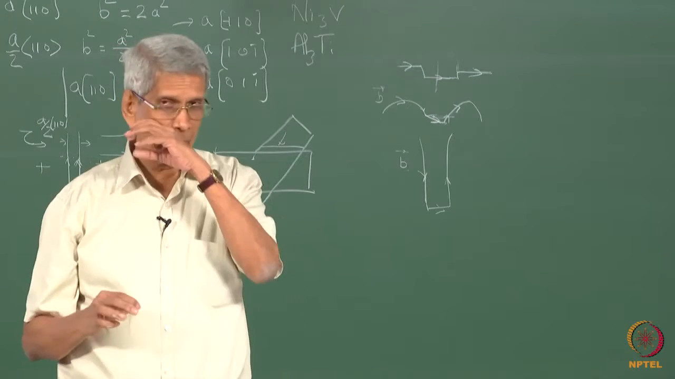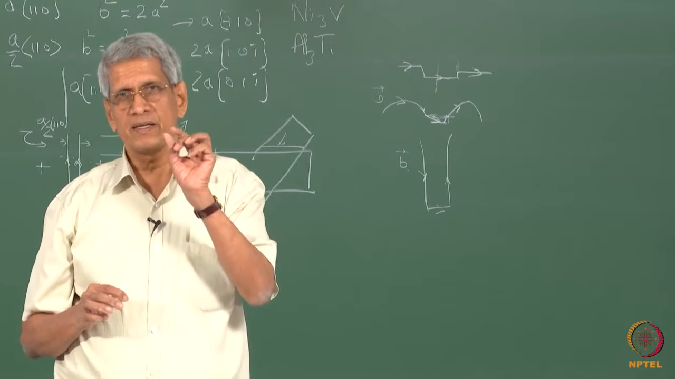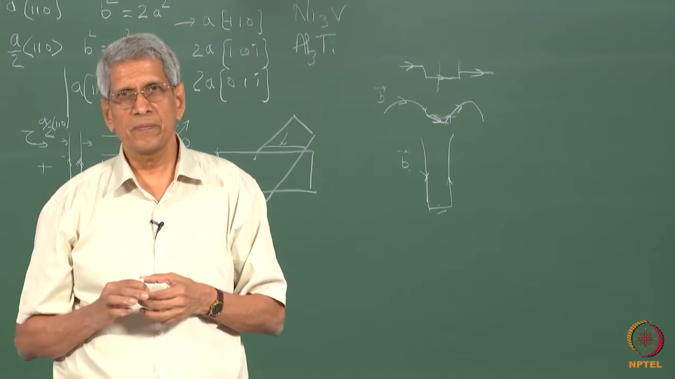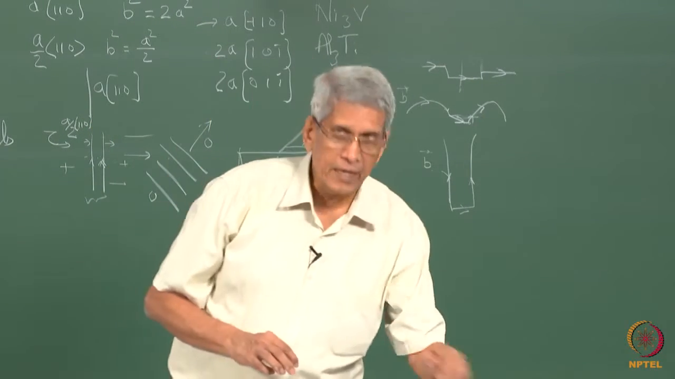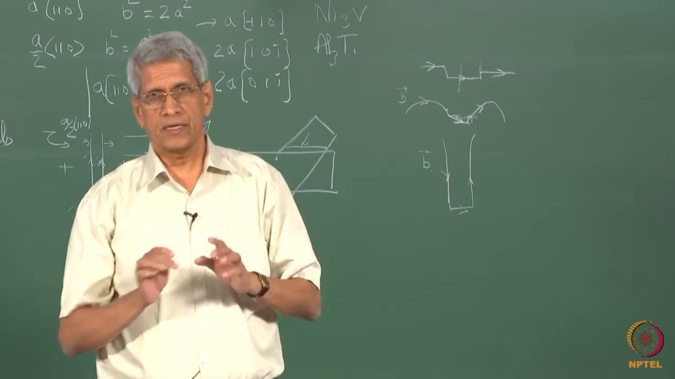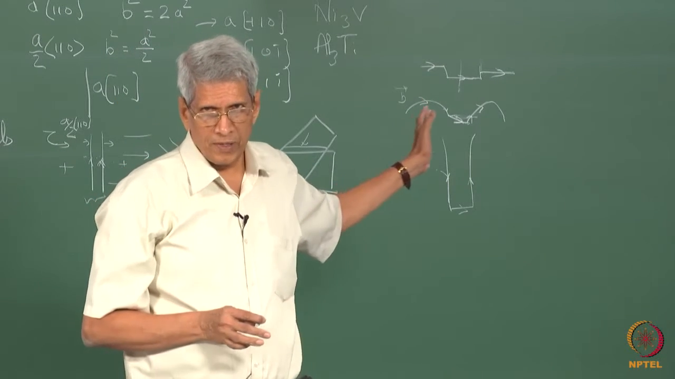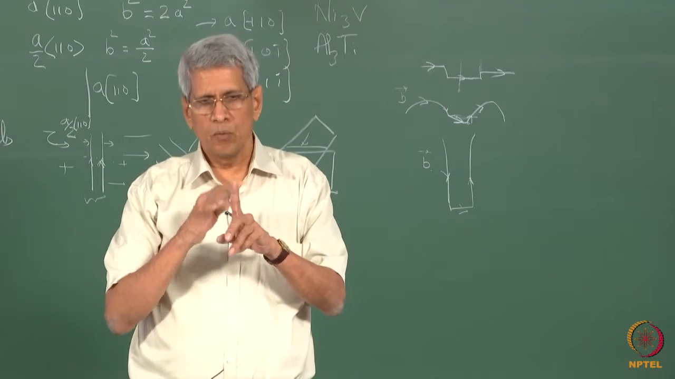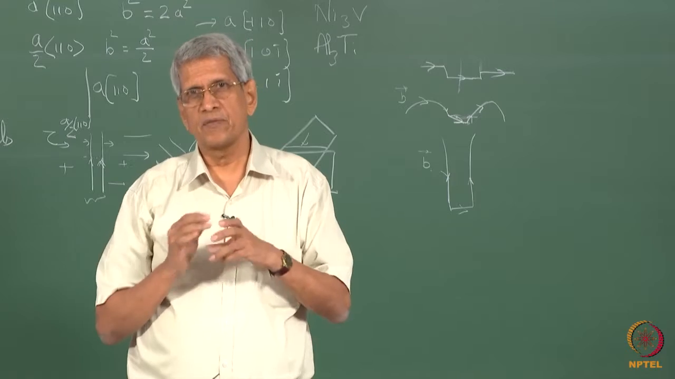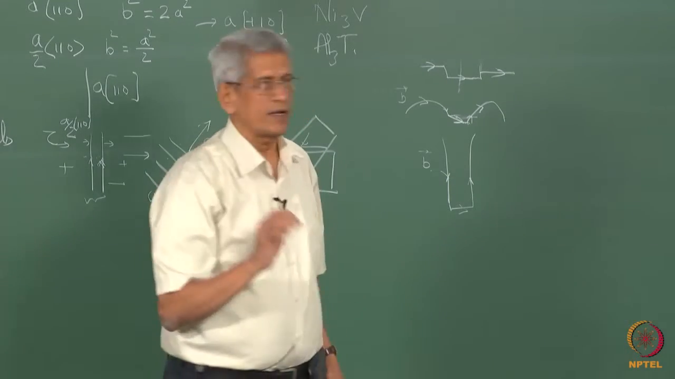Depending upon the size of the jog, when the size of the jog is unit Burgers vector or unit translation vector in that direction, then vacancies can be created. If they are slightly larger than that, it is possible that jogs could be created. When more than one unit translation vector is there, the terminology used is that they are called super jogs.